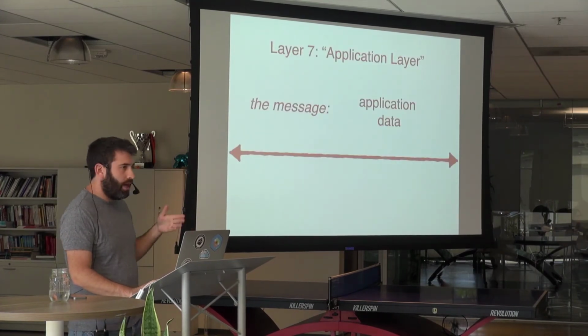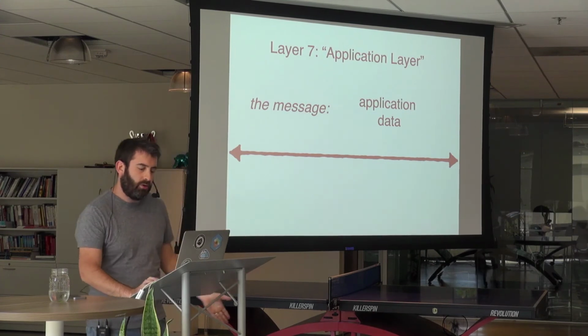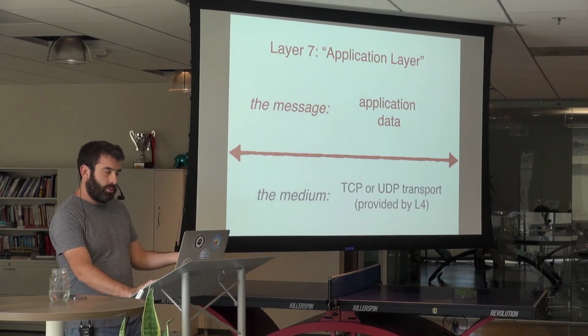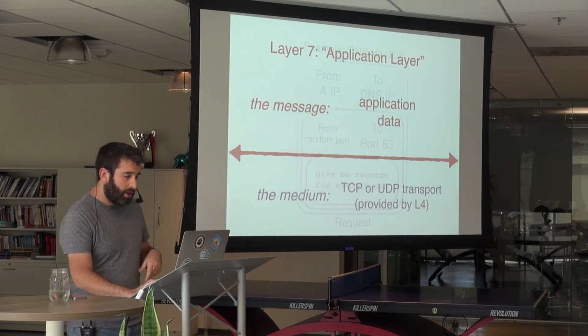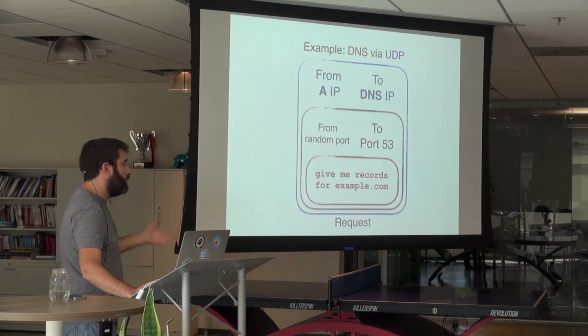So layer 7 is called the application layer. The message is your application data. It's what you actually care about as a programmer. And the medium is this transport that's provided at layer 4, TCP, sometimes UDP. An example for UDP is DNS.